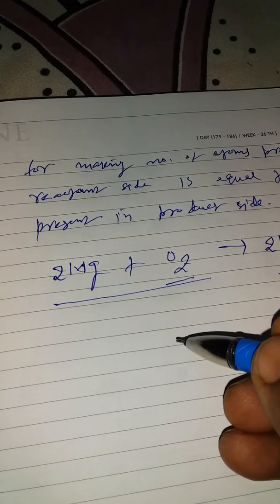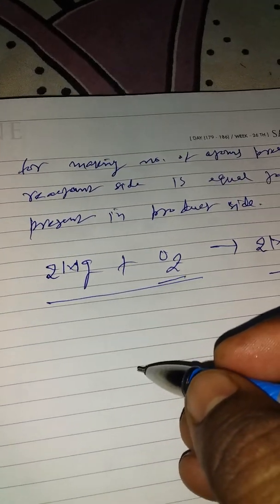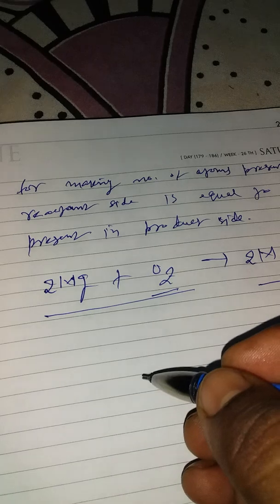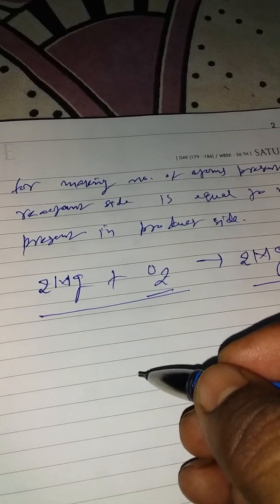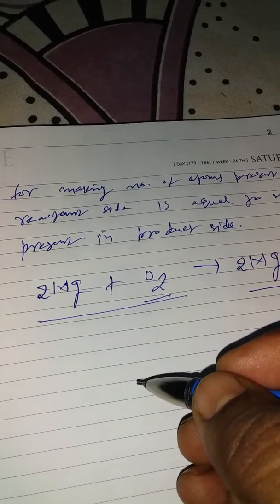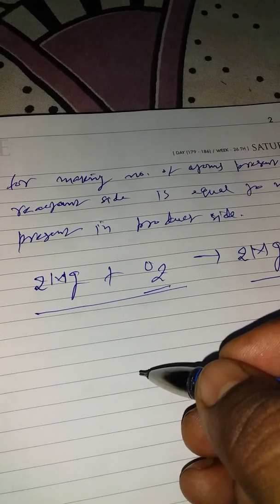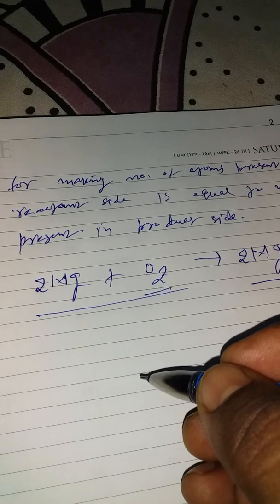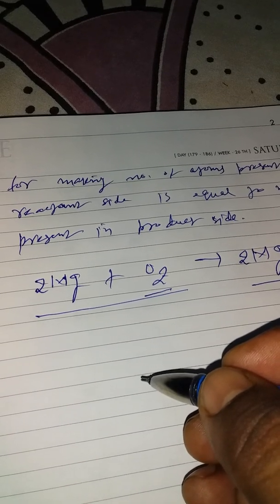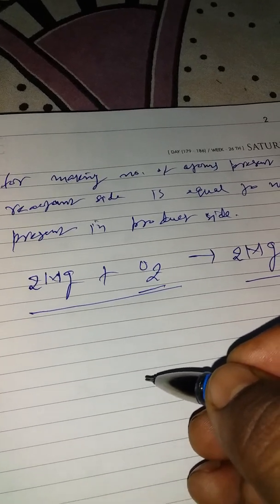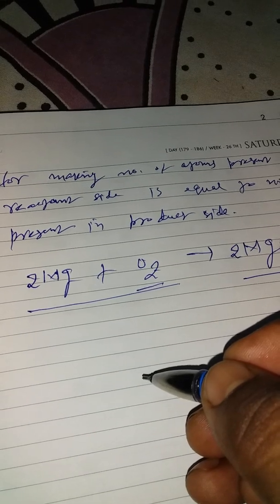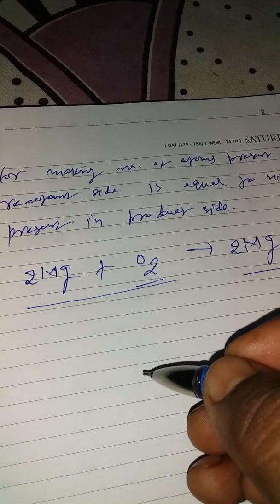So dear students, you have to practice more chemical equations by using the hit and trial method, and in the next class we will also discuss how we can make a more informative chemical equation.